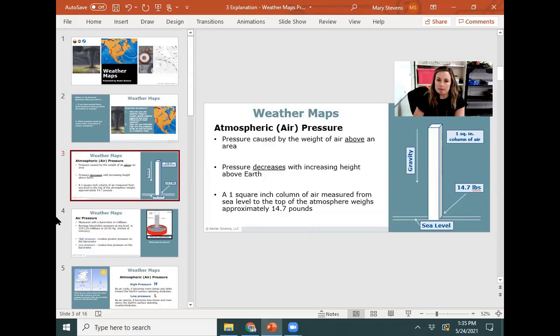First, to understand a weather map, you must understand air pressure. So air pressure or atmospheric pressure is going to be the pressure caused by the weight of the air above you. Pressure is going to decrease with the height above the earth. So as our elevation increases, our air pressure decreases.